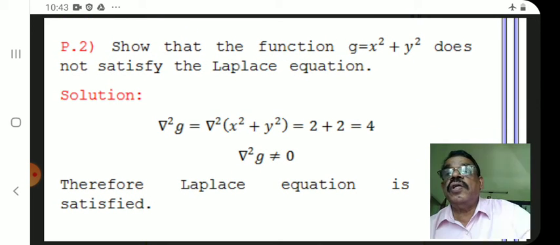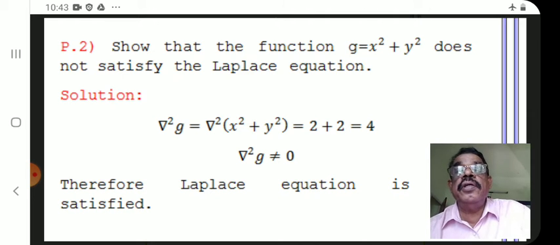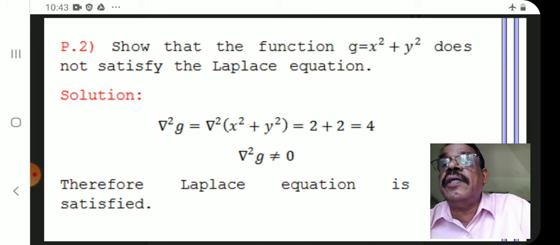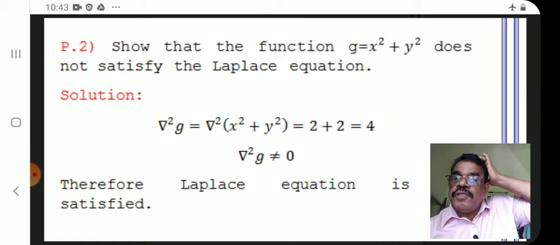Another question, a similar question. Show that the function g equal to x square plus y square does not satisfy the Laplace equation.